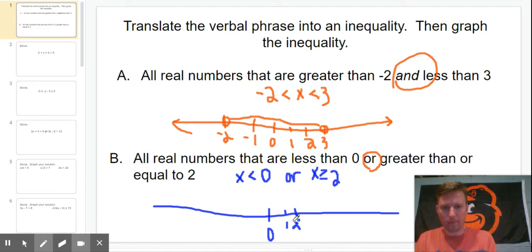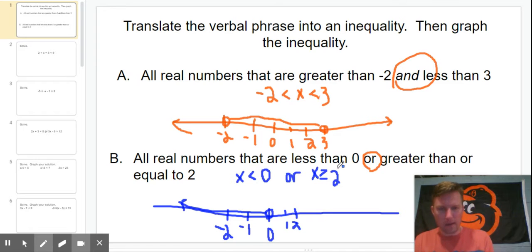And I could keep going on my number line, but it keeps going 3, 4, 5. And then on this side, I have -1, -2. Now, because this is just x is less than 0, I would have 0, and I would have it open-ended because there's no equal to, and I would draw my line, okay? Because it would be less than.